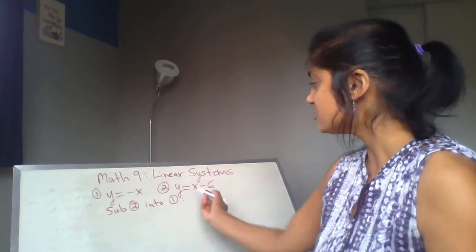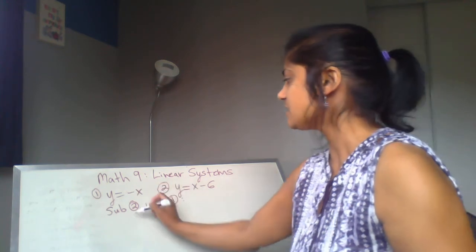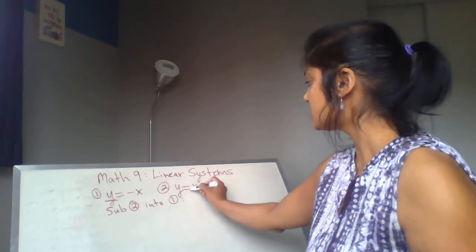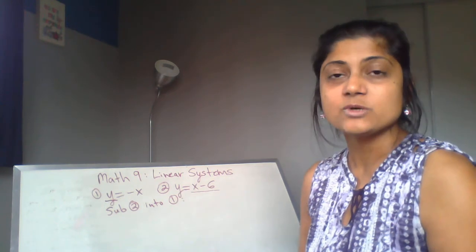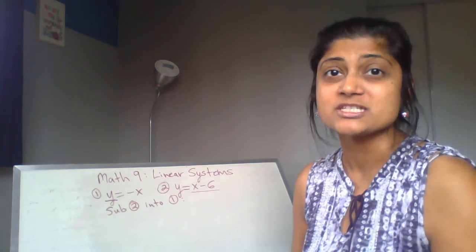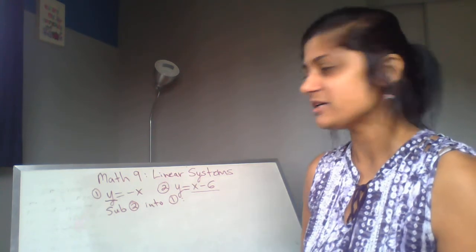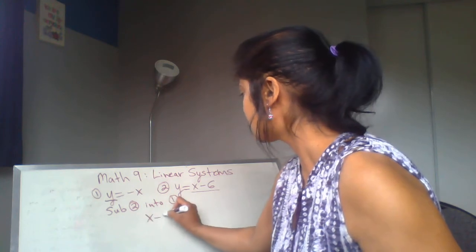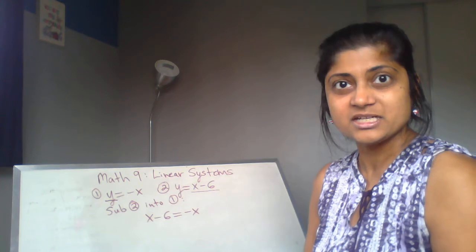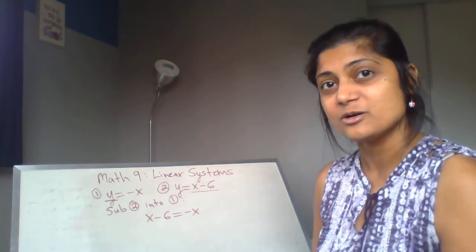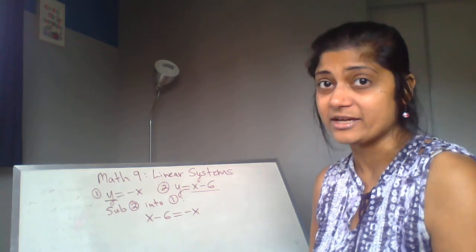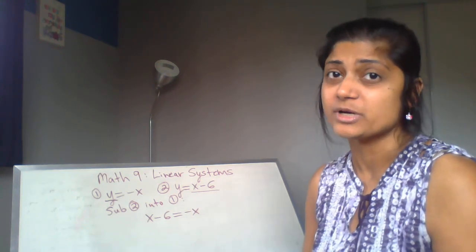When I do that, instead of writing this y, let's underline it, I'm just going to put x minus 6. When the two equations are in slope-intercept form, I'm just making both equations equal to each other. So let's try that: x minus 6 equals negative x. You see how simple that is, and you should always do this method this way. That way I can get the right answer right away.